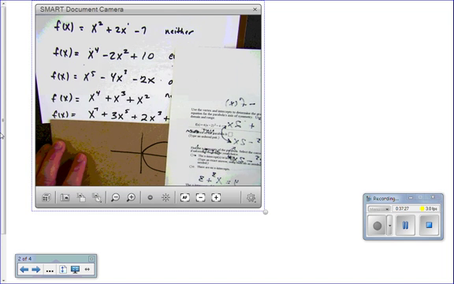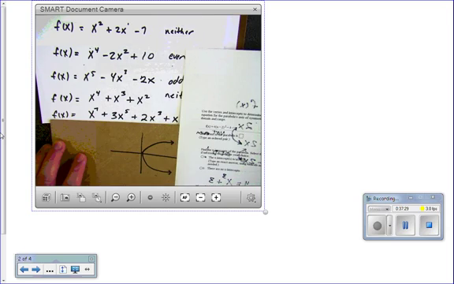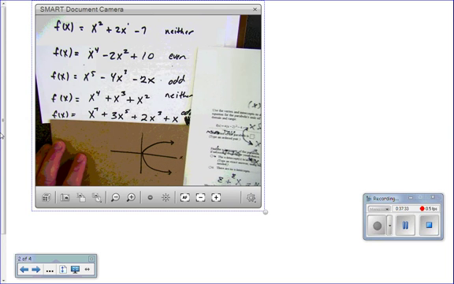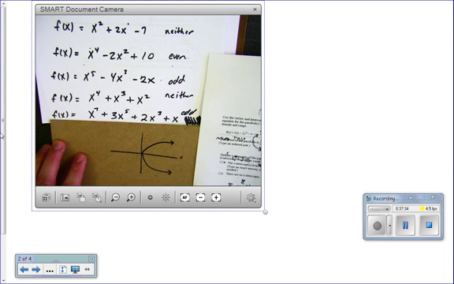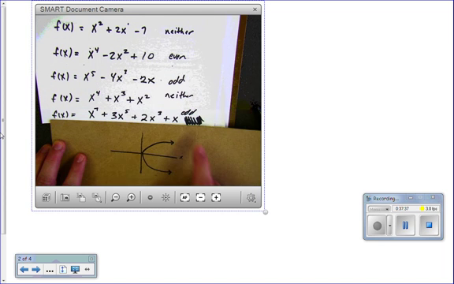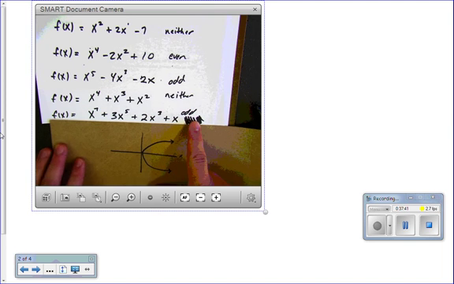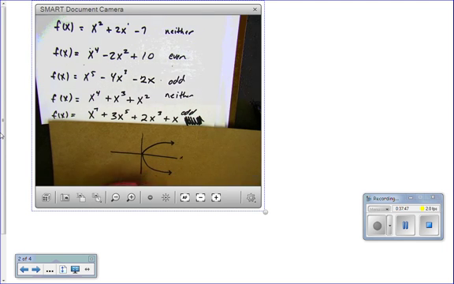That would be odd. Still odd. Still odd. Now, I scratched it out. If I put in a plus 7 or plus 10 or something, then it wouldn't be either. Neither. All right. Y'all kind of get the pattern now with these, so you don't really have to show all the algebra when you say odd or even.